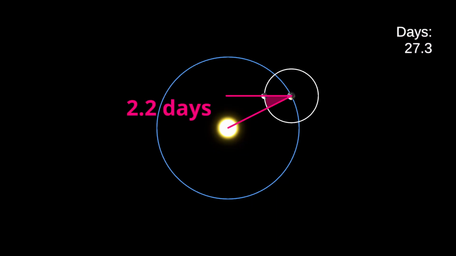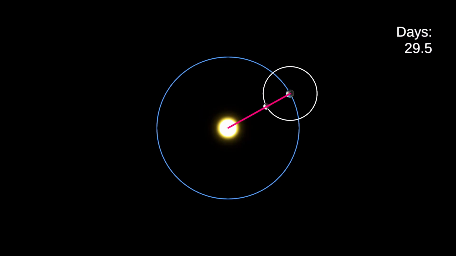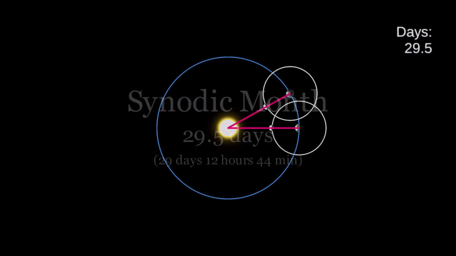To be precise, it takes 2.2 extra days, meaning it takes the moon 29.5 days to return to the same position in relation to the Earth and the Sun. We call this a synodic month. This is the most useful lunar month, as it tells us how often the phases of the moon repeat.